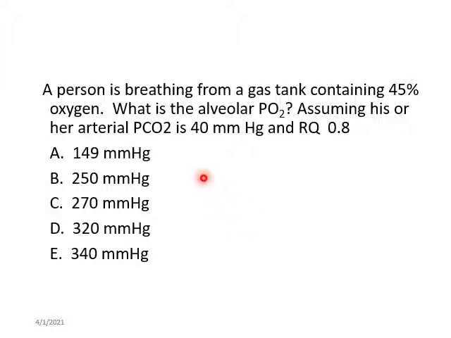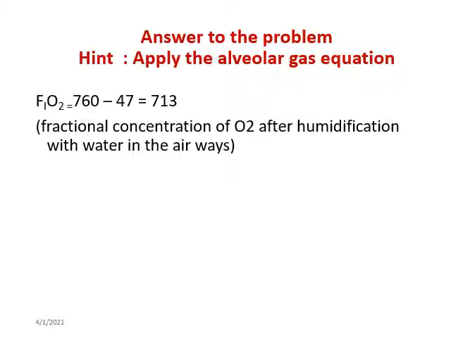This is an example. If you have a person breathing from a gas tank, now you can see here the fractional concentration of oxygen is more than what it is normally. Initially, we usually breathe 0.21 oxygen. Here we are breathing 0.45. What's the alveolar PO2, assuming that the arterial PCO2 is 40 and the RQ is 0.8? You have to figure it out, and the answer will be about 270, and that's the solution of the problem.